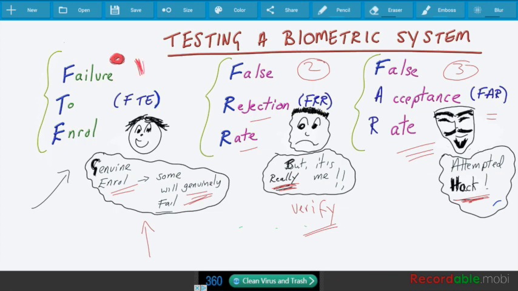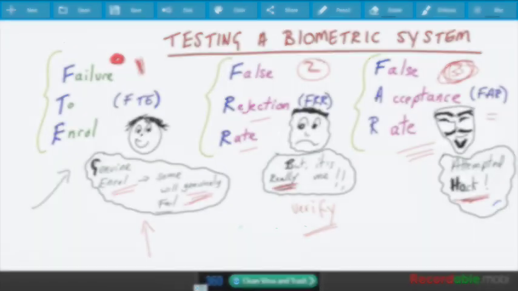So we'll leave one aside for a second. Let's move just to two. Two is the false rejection rate. We'll look at that. That's the genuine attempts to verify but just didn't work. And the third one being the false acceptance rate. These are when you're a hacker.